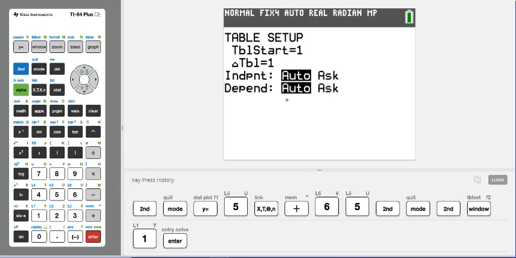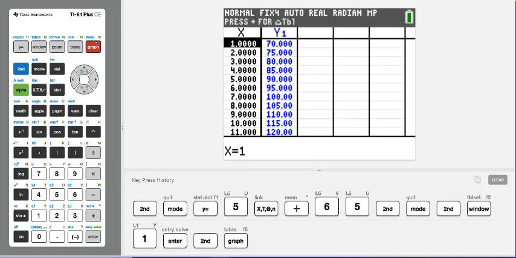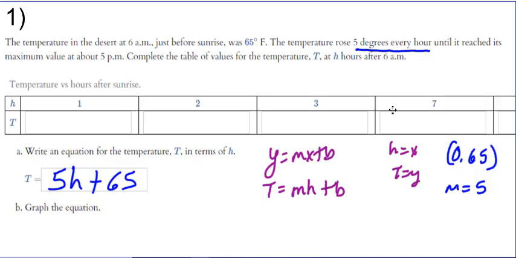And then independent and dependent. Independent is an X value, dependent is a Y value, and we'll leave it as auto. If we go second graph, we've got a list of X's, which represent the hours after 6 a.m. So 1 hour would be 7 a.m., 2 would be 8, 3 would be 9, and so forth. And we can look at the progression of the temperature. That helps us fill out this table.